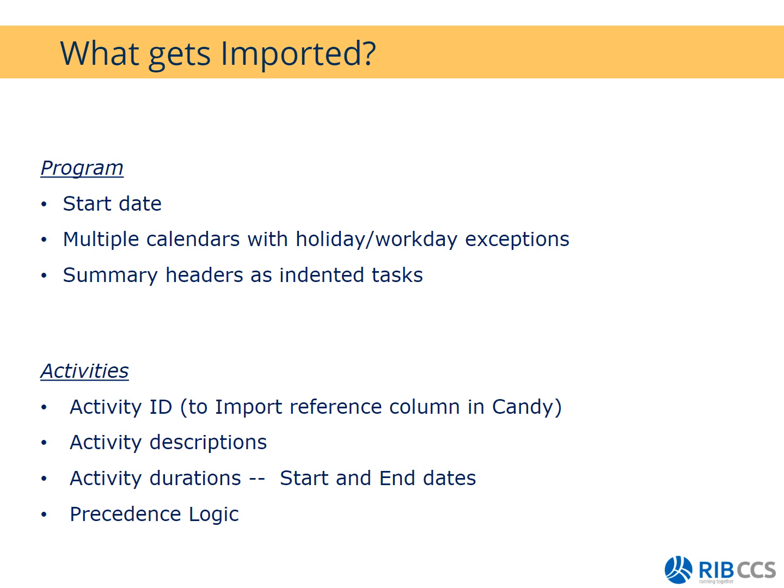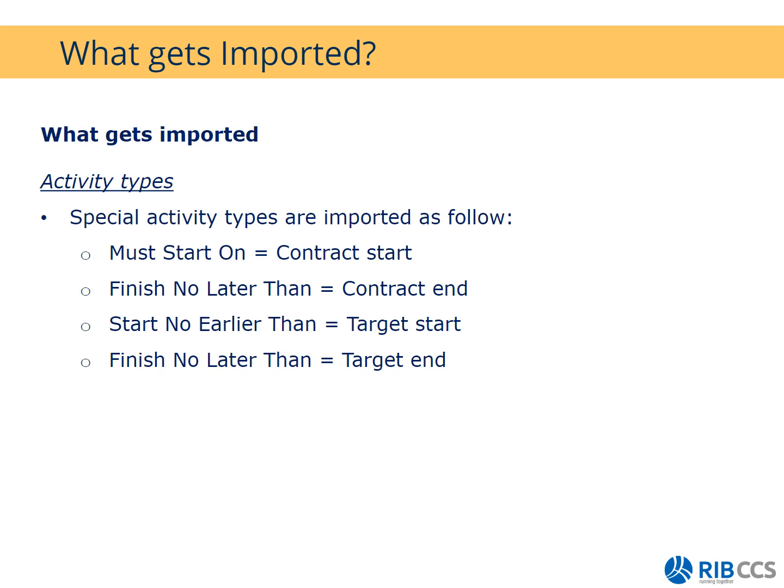Then we have the summary headers. For my activities, the activity ID, the descriptions, as well as the durations get imported, as well as the precedence logic. So this is the relationship between the various activities. Furthermore, you have your special types that get imported. In Candy, these are known as your contract start date, your contract end date, or your target start date and your target end date. These are activities that must start on a specific day or finish no later than a specific date, or start no earlier than a specific date and finish no later than a specific date. So these are the things that do get imported.